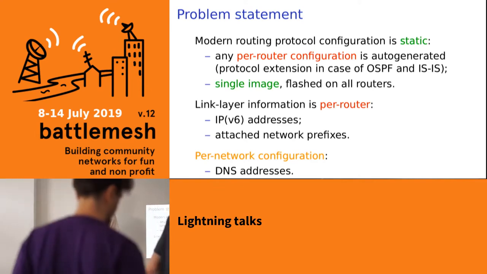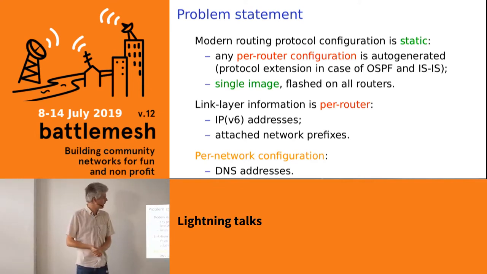So modern routing protocols don't need any configuration. If you put Babel, if you put BMX7, if you put OLSR on a router, you plug it in, it works. And that means that you can have a single image that you flash on all of your routers, and there is no necessity to do per-router configuration. You just configure it once for all.